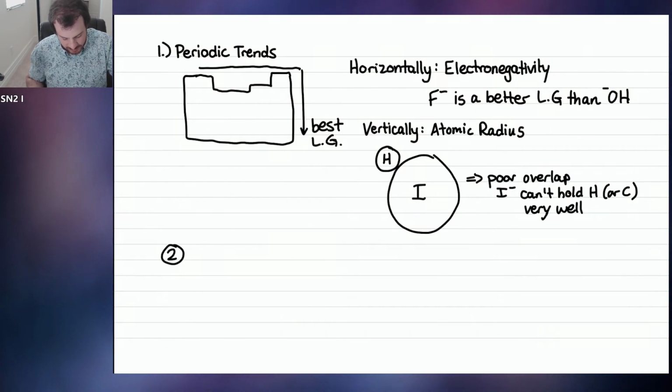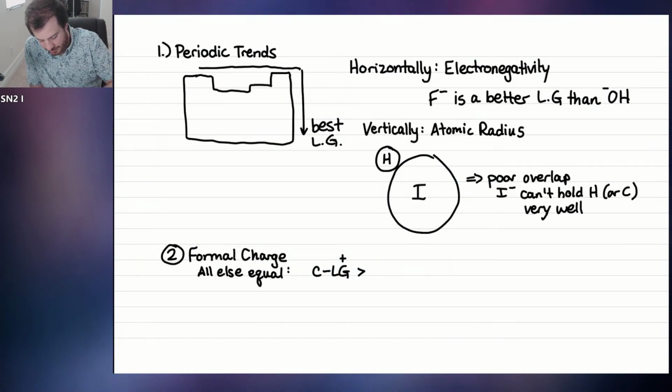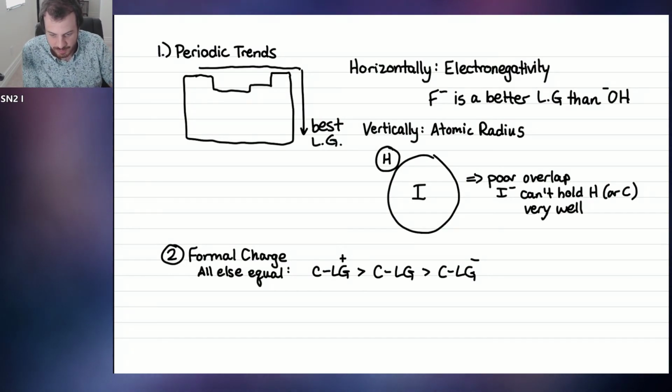Next thing to consider, formal charge. All else equal, assuming all else is equal, a positively charged leaving group is going to be better than neutral, which is going to be better than negatively charged. So if you have carbon attached to a positively charged leaving group, that is going to be better than neutral, which is going to be much, much better than a negatively charged leaving group. Now, keep in mind that these charges we're talking about are before the leaving group leaves. We've seen a lot of great leaving groups that are negative after the reaction, but we're talking about the charge of the leaving group before it leaves.